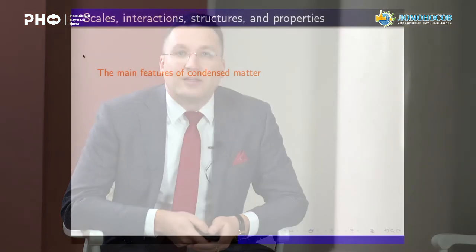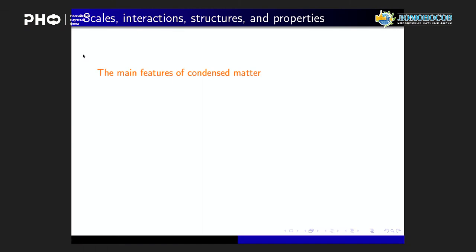To start, I would like to discuss the scales, interactions, structures and properties of all the matter that you can see around. The main feature of condensed matter, various liquids and solids, glasses and crystals, is that the interactions in condensed matter are very strong compared to the thermal fluctuations of individual particles. It could be atoms, molecules, or even macromolecules. It could be proteins or large microparticles, colloidal particles. As a result, the structures, the dynamics and properties are very closely related to each other.